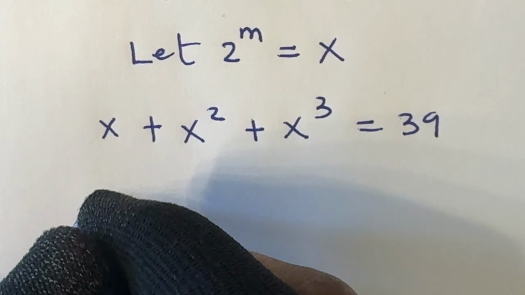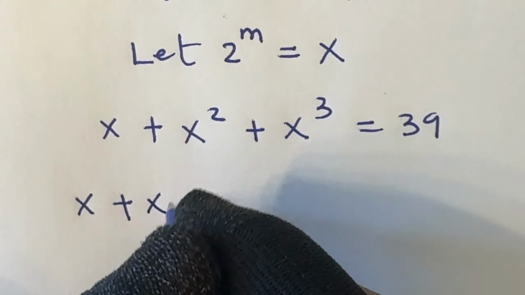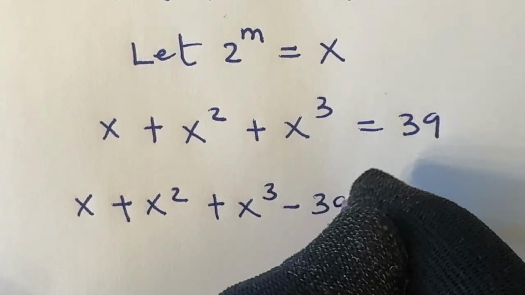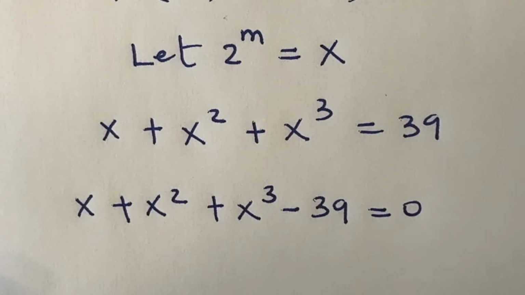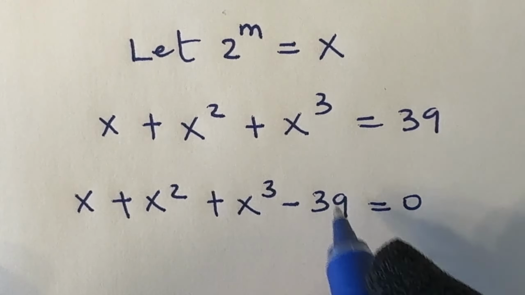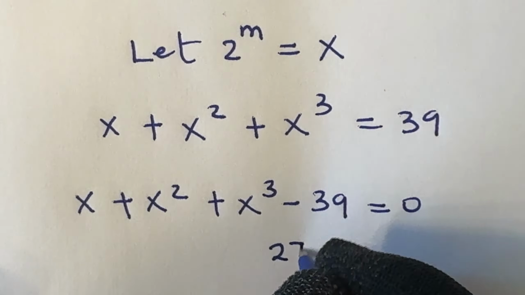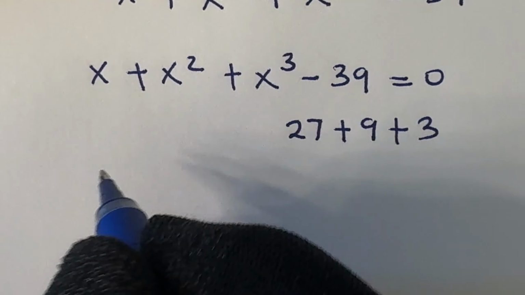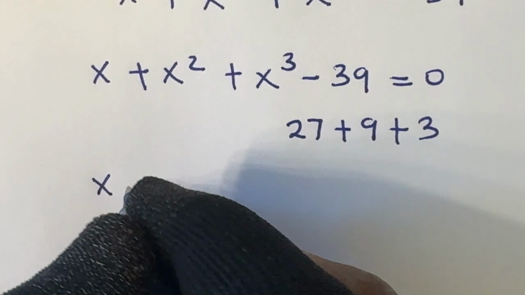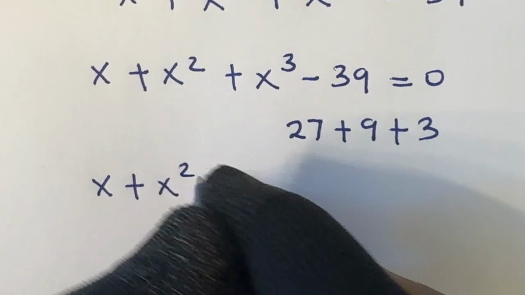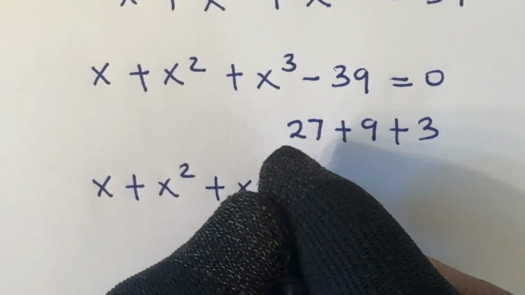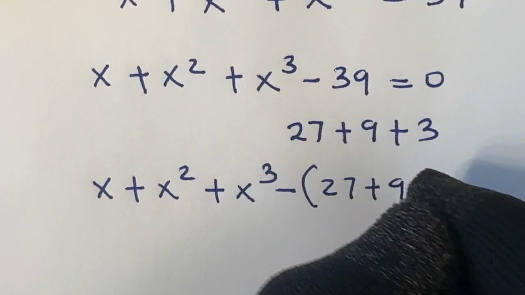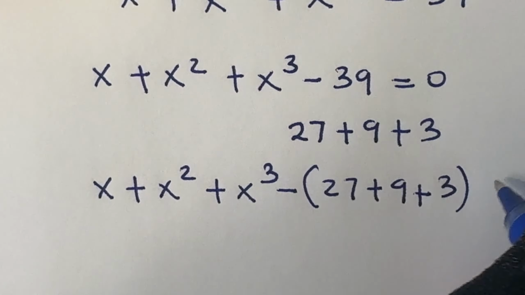So I'm going to have x plus x squared plus x raised to power 3 minus 39 is equal to 0. I can separate 39 into 27 plus 9 plus 3. So the equation becomes x plus x squared plus x raised to power 3 minus 27 plus 9 plus 3 is equal to 0.